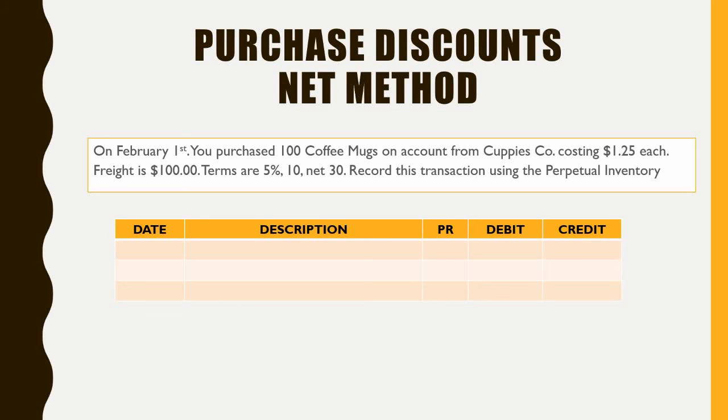It's going to be coffee mugs for 225. Remember, good. Coffee mugs is correct, and you said 225 minus. You said on the net method we're going to be paying within the terms, correct? Yes, right? We're going to take the discount immediately.